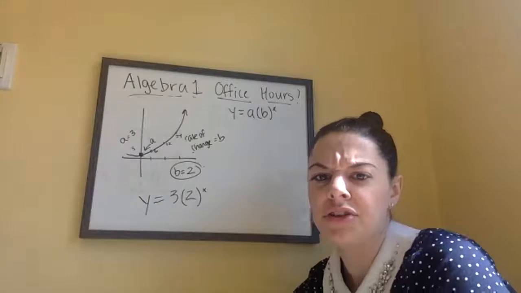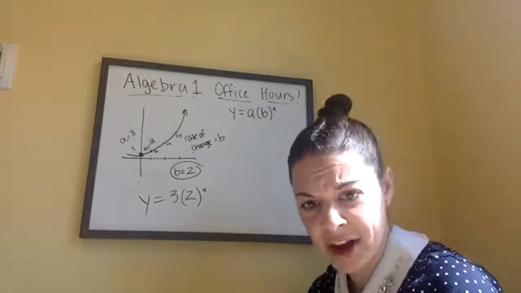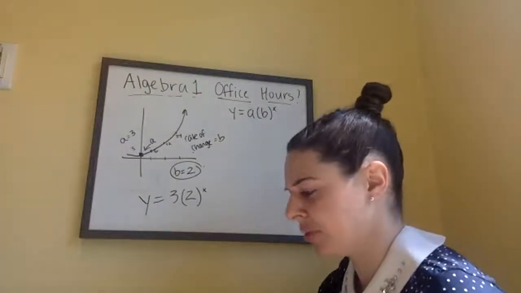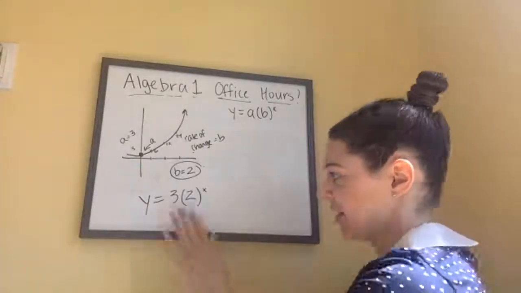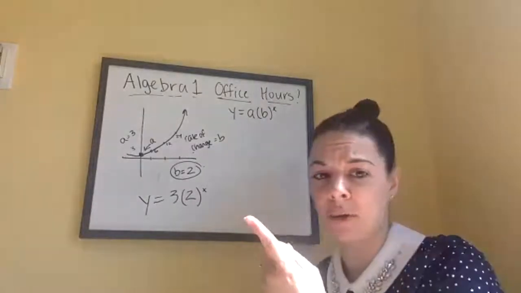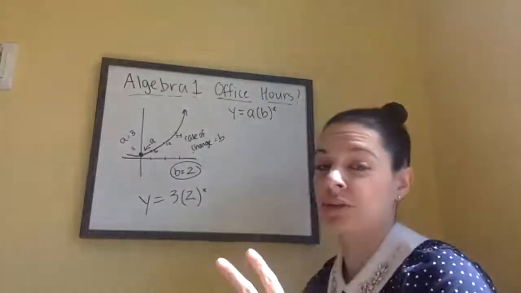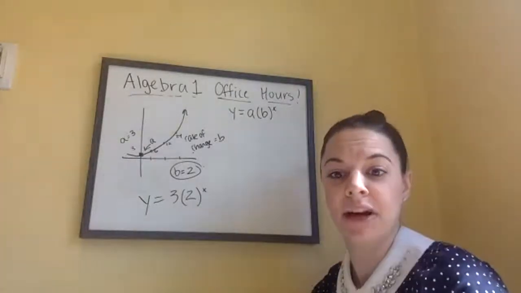Okay, so for those of you who weren't sure how to look at a graph or how to identify the equation from a graph, this is how you would find it. You always want to find the y-intercept, and then you want to look at the rate of change, or how much it's increasing by every time.